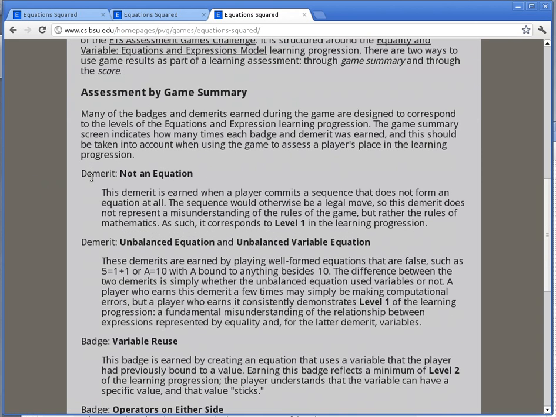For example, the Not an Equation demerit is earned when you play a series of symbols that does not form an equation at all. If a player gets that, especially more than once, they're probably at level 1 of the learning progression. They haven't shown much understanding of what makes an equation at all. Similarly, the unbalanced equation and unbalanced variable equation demerits show that a player is incapable of consistently making balanced equations.